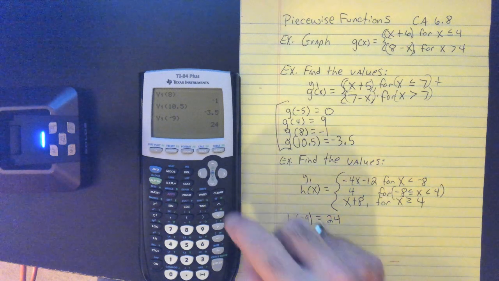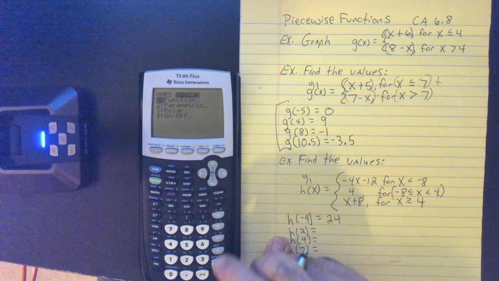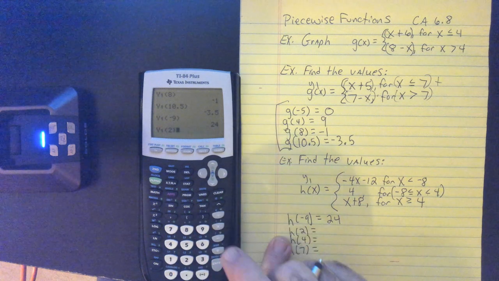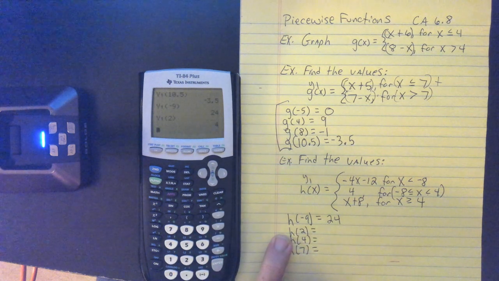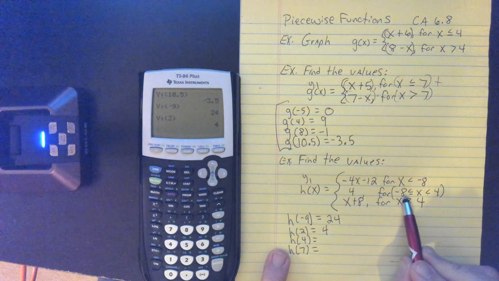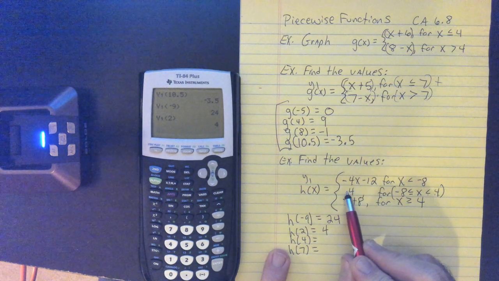Alright, here we go. Variables, y variables, enter, enter. In parentheses, I'm going to put 2. Hit enter, and we get 4. Because look, 2's in between that negative 8 and 4, so it gave me 4 automatically.